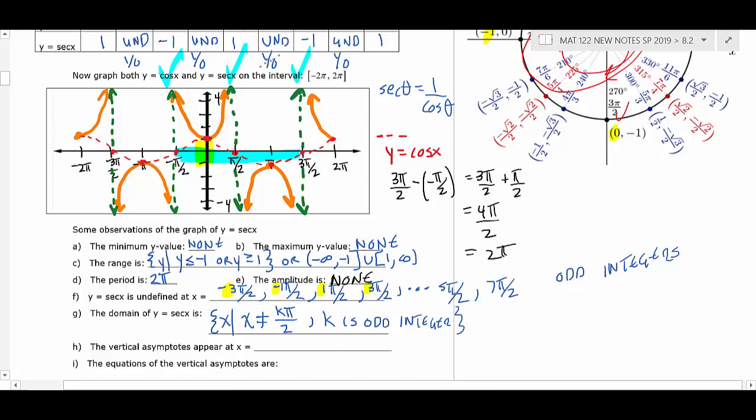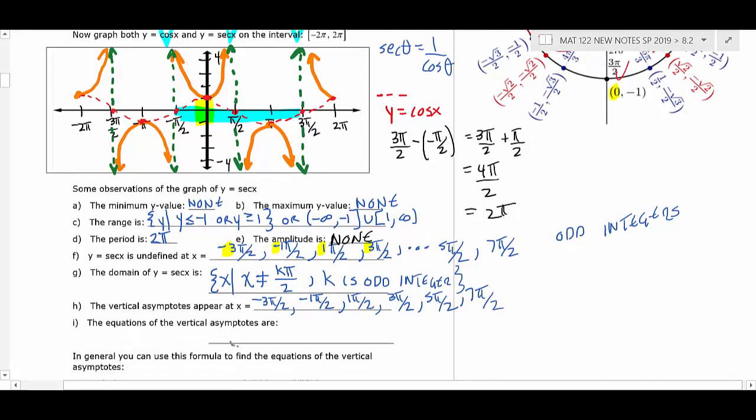Then the vertical asymptotes is exactly the same concept. So if you list where the vertical asymptotes are, well, you got negative 3 pi over 2, negative 1 pi over 2, 1 pi over 2, 3 pi over 2. You can go as far with this as you want to. Then it would be 5 pi over 2, 7 pi over 2. It would be odd pi over 2. All right. So what you would say is the equations of the vertical asymptotes are x equals k pi over 2. And then again, you would have to say k is an odd integer.